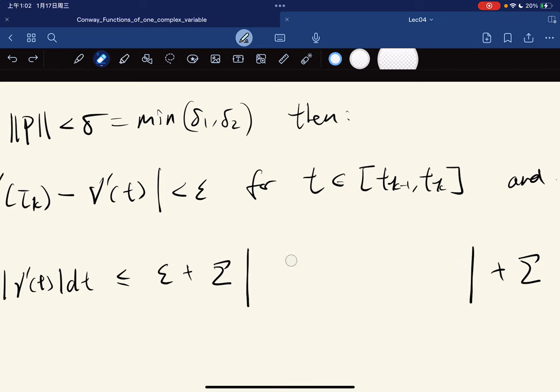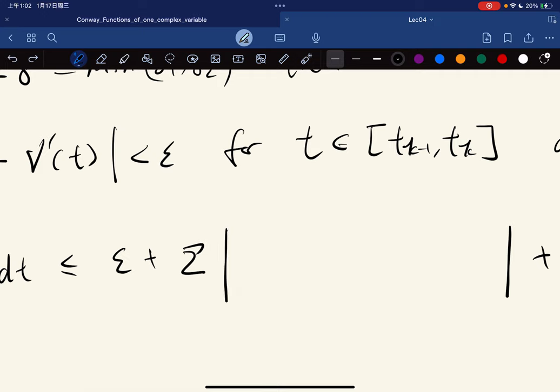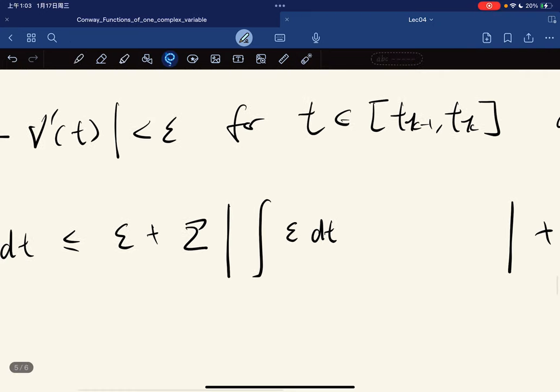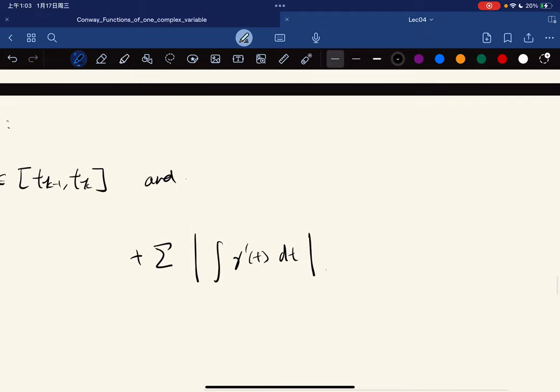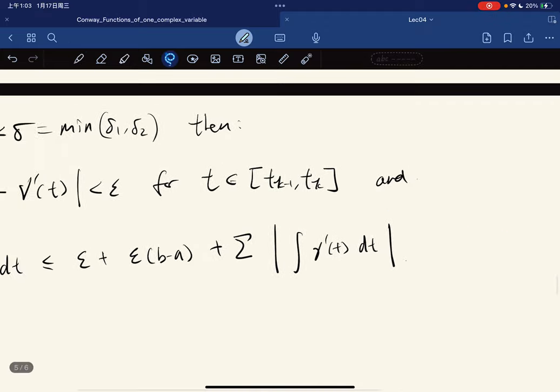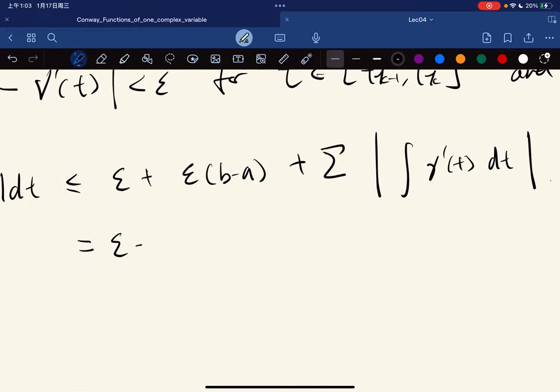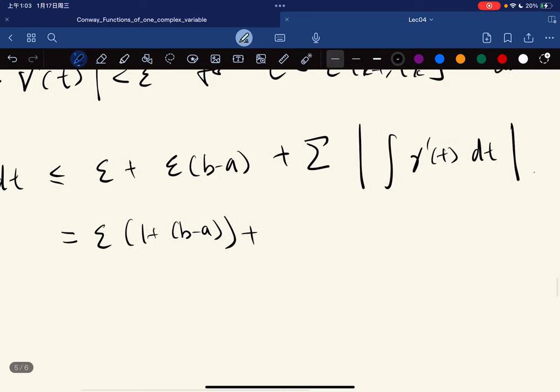Now, using this, if we pick mesh like this, then this whole thing is less than, okay, the thing inside is just epsilon dt, right? So the integral of epsilon dt, right, then we use telescoping, is really just epsilon times b minus a, okay, and plus this thing. Now, epsilon times 1 plus b minus a plus each of them is again, right? Each of them will use the fundamental theorem of algebra. Oh, I'm sorry, each of them will use the fundamental theorem of calculus, right?